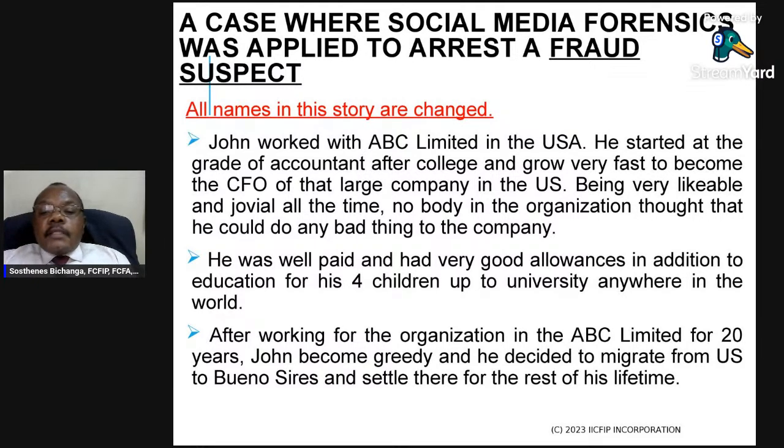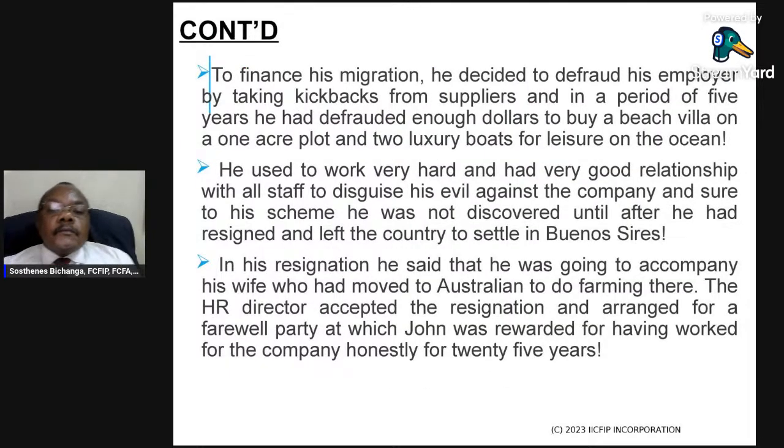After working for the organization, ABC Limited, for 20 years, John became greedy and he decided to migrate from the US to Buenos Aires and settle there for the rest of his lifetime. To finance his migration, he decided to defraud his employer by taking kickbacks from suppliers, and in a period of 5 years, he had defrauded enough dollars to buy a plush villa on a 1 acre plot and 2 luxury boats for leisure on the ocean.